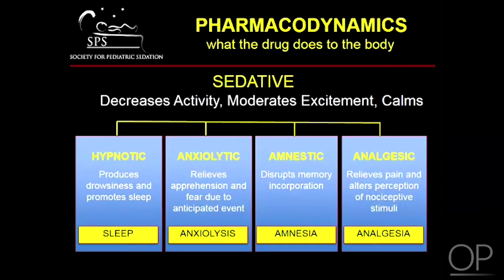Sedative analgesics relieve pain and alter perception of nociceptive stimuli. Opioids and ketamine are sedatives with analgesic properties. Note that sedative drugs often have more than one clinical effect. For example, benzodiazepines have sedative, anxiolytic, and amnestic effects.